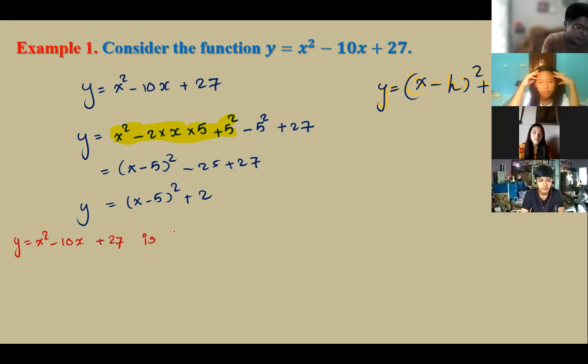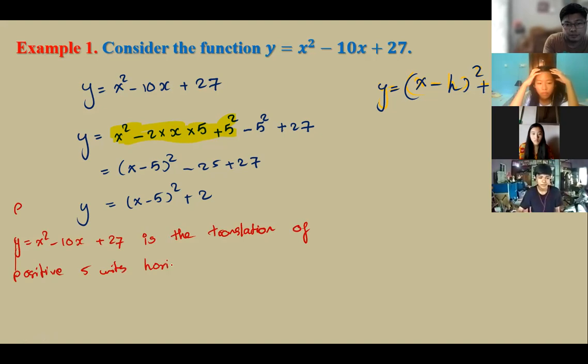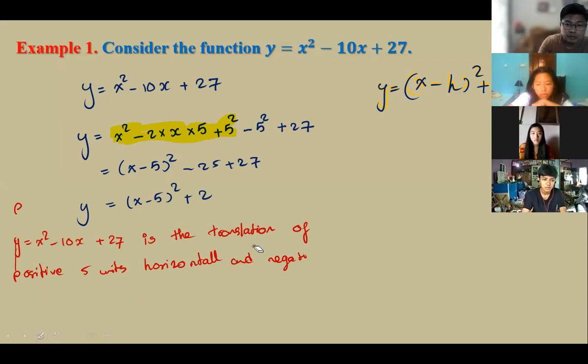The equation is a translation of positive 5 units horizontally and positive 2 units vertically. Positive 5 units horizontally. Positive 2 units. Positive 2 units.